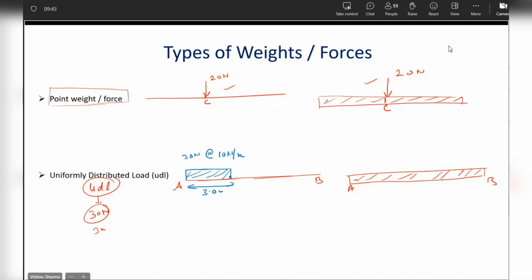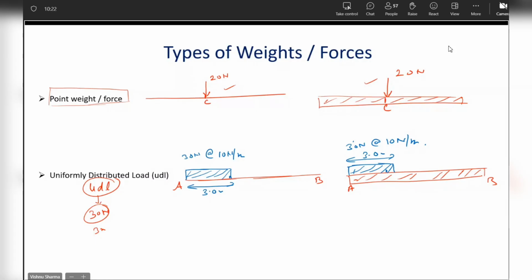Why? Because it is distributed over 3 meters. So the same thing if I have to represent on the beam with uniform cross section, it will exactly be the same. I'll basically be representing this UDL here over a length of 3 meters. So this is 3 meters and it is 30 newtons at the rate of 10 newtons per meter. Any questions on these two weights, point weight or a point force and a UDL or a uniformly distributed load? Guys, any questions on these two types of weights or forces? Let me know.